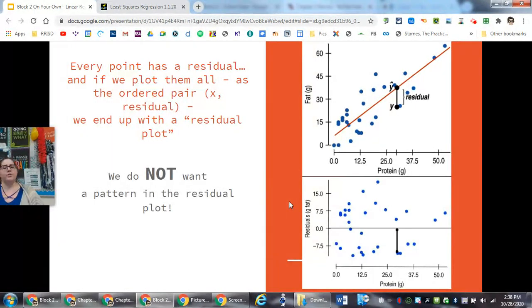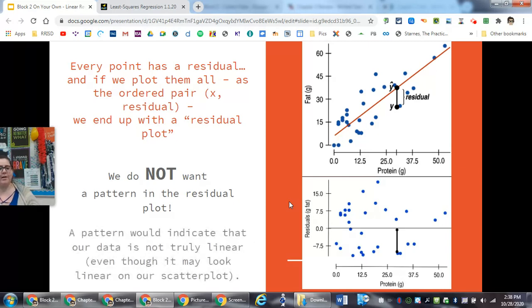When we look at a residual plot, what we're looking for is whether the residual plot has a pattern. A pattern in our case would not be a good thing, not a good vote for linear. We'll talk about why. A pattern would indicate that our data may not actually be truly linear.